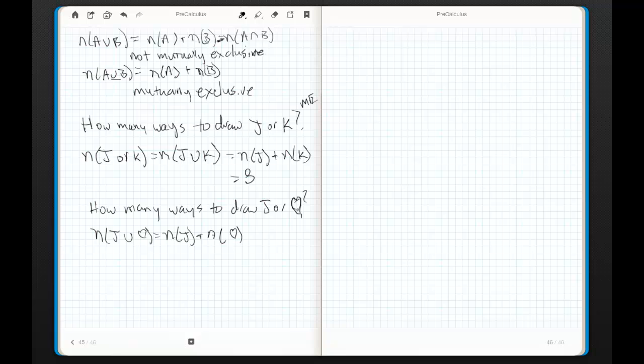Now, there's a problem though, right? Because there are 4 jacks, but one of them is also a heart. So when I go to count hearts, I've counted that element twice. So I have to subtract out a jack and a heart, or a jack intersect heart, which is really just the jack of hearts. So how many jacks are there? There's 4. How many hearts are there? There are 13. Again, the jack of hearts got counted twice, so I subtract out 1. And there are 16 ways to draw either a jack or a heart, almost a third of the deck.